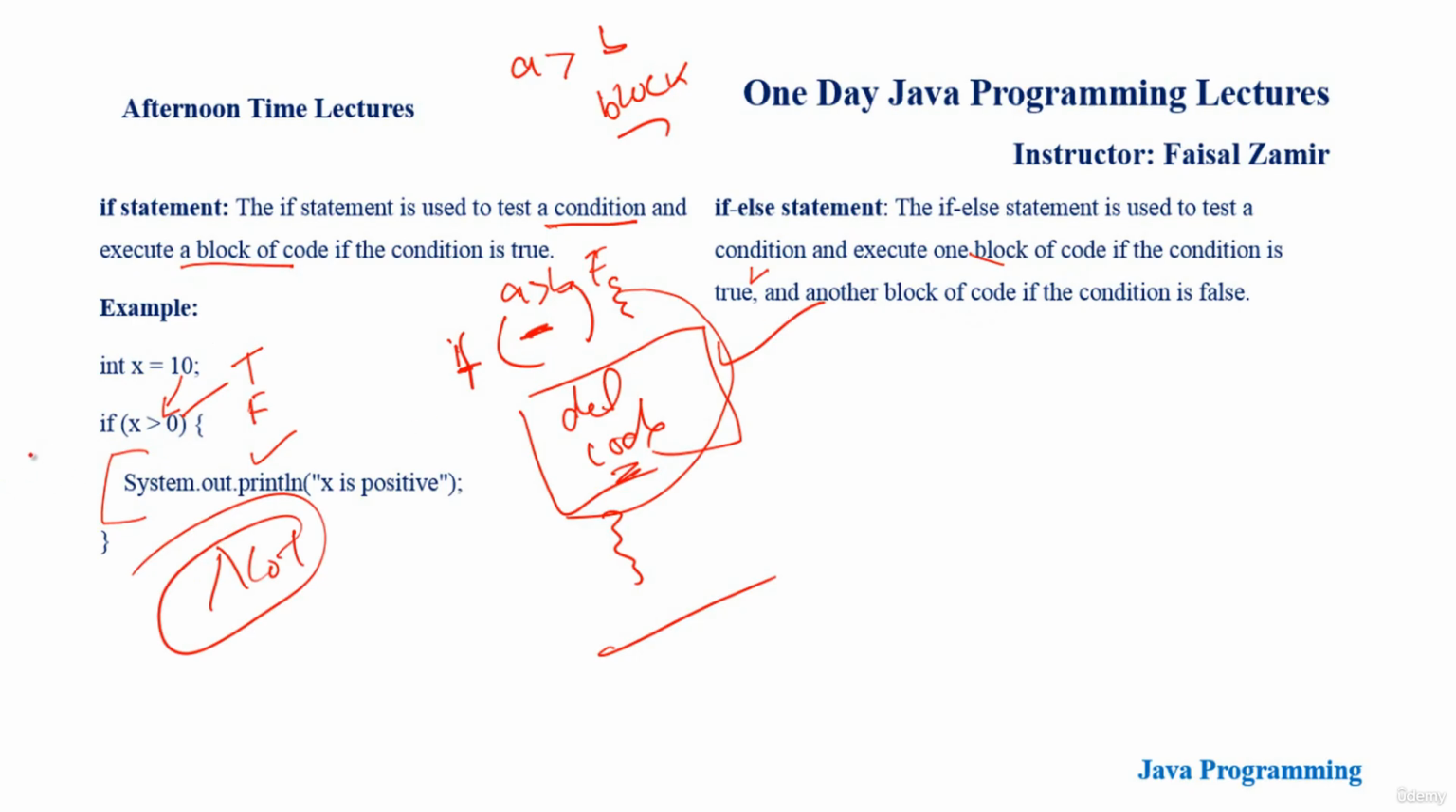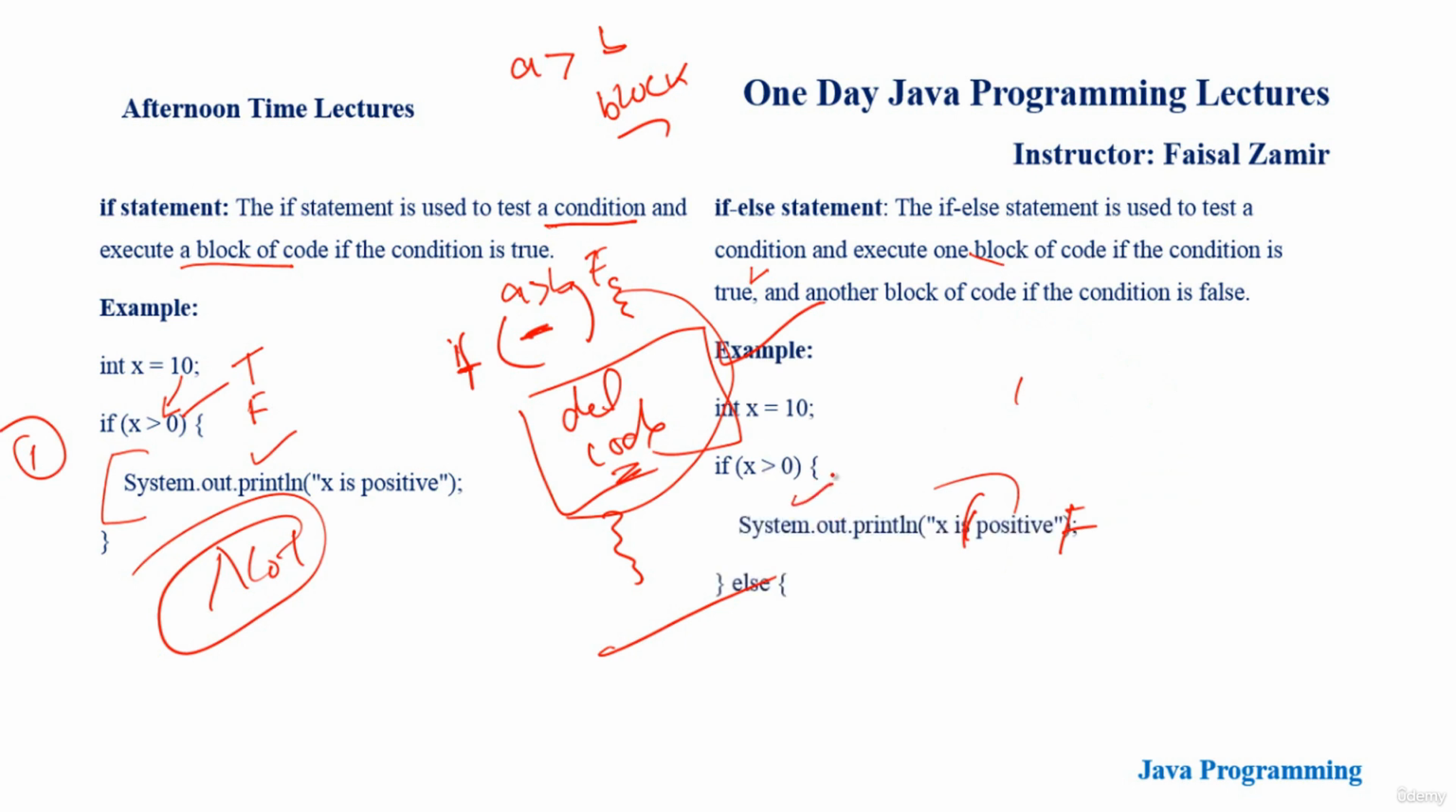In an if statement, you create one block. In an if else statement, you have to create two blocks. One block will execute when the condition is true and another block will execute when the condition becomes false. I want to share an example with you. For example, the x value is 10. I want to check that if x is greater than 0, then this line should display.